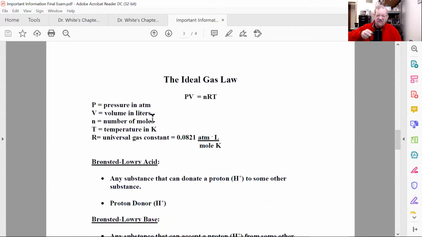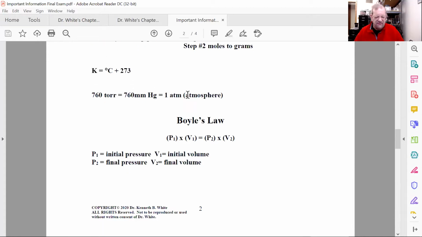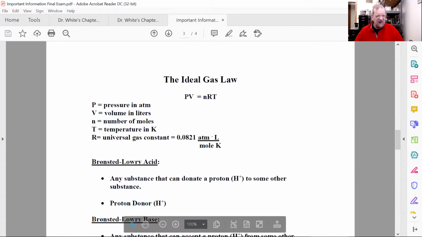And n is the number of moles. No, I'm not going to give you moles. You get grams if I'm going to give you a weight. T is the temperature in Kelvin, and R is the universal gas law constant, 0.0821 atmospheres liters per mole Kelvin. And this is 3 significant figures. Now, up here in important information, I give you the conversion, how to go from Celsius to Kelvin. So let's go look at our problem.